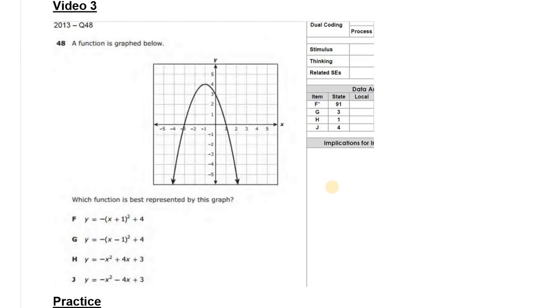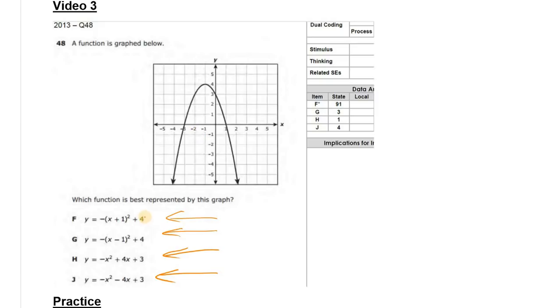Last example, let's take a look at video example 3. A function is graphed below. There's the picture. Which function best represents this by the graph? And they give us 4 equations. What's the easiest way to solve this? Well, a pretty simple method would be to graph each of these answer choices and see if it matches. That would be a fail-safe.